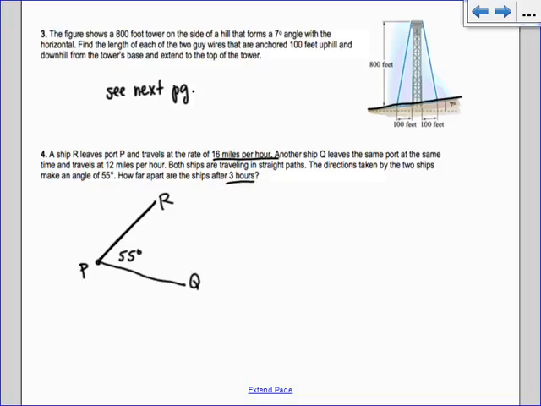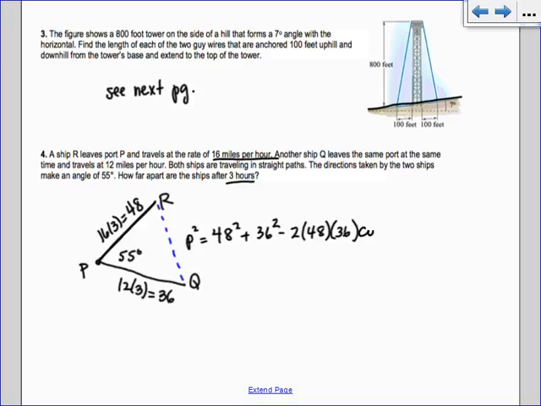So after 3 hours, if you're going 16 miles each hour, you're going to have 16 times 3 here, which is 48. And for the other one, if you're going 12 miles per hour, you're going to have 12 times 3, which is 36. So if you want to find the distance between the two, well, it's the law of cosines, right? So you're going to have, I'll call it P. So P squared equals 48 squared plus 36 squared minus 2 times 48 times 36 cosine of 55. And if you solve for P, so I'll let you do all the math, you should get 40.221 miles.